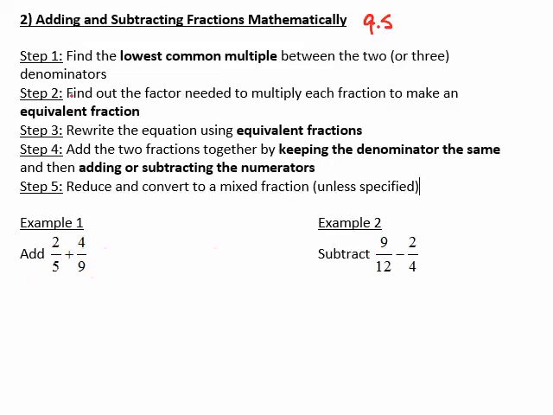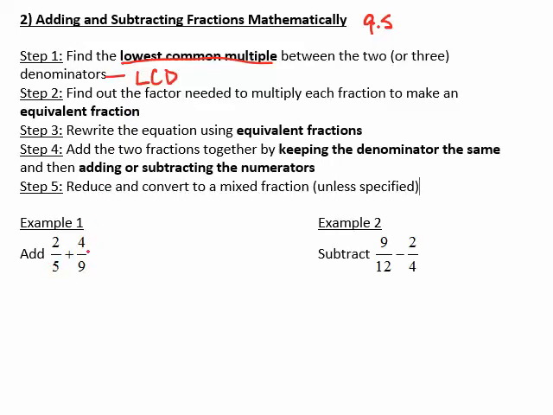So let's start with the first one and let's look at our steps. Find the lowest common multiple between the two denominators, which means we're going to be looking for the lowest common denominator. That means this is the number that both the denominators can go into. So it's a multiple of both the denominators.